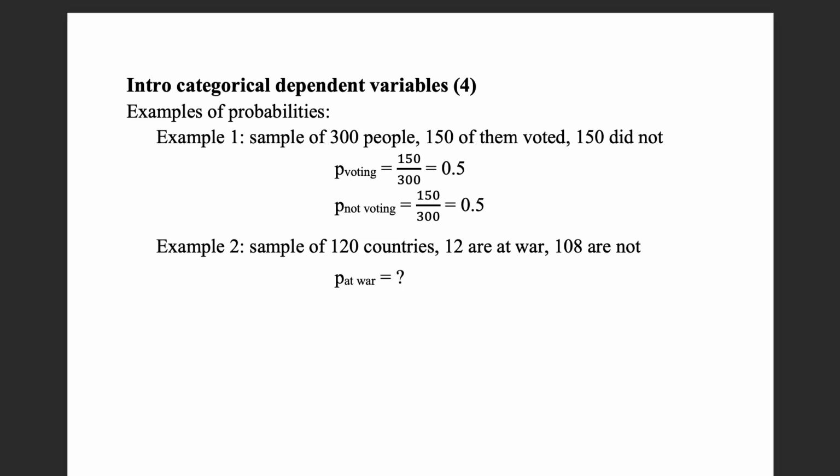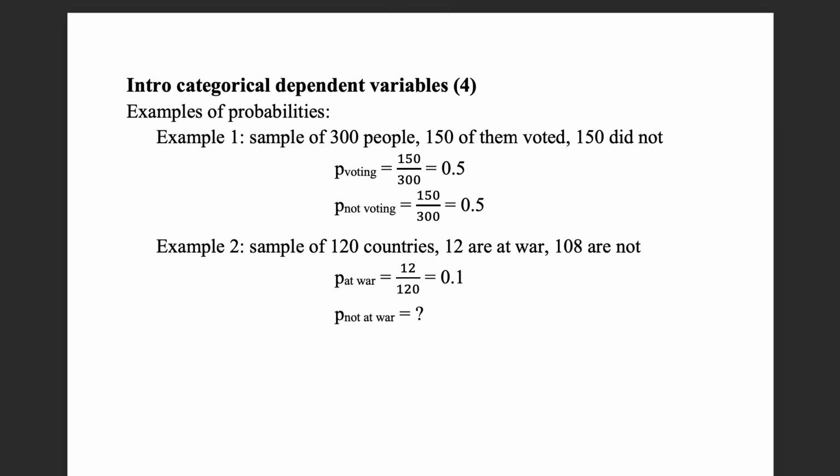Let's say it's a little bit more complicated. Let's say we have a sample of 120 countries that we observed, and we see that 12 of those countries are at war, and 108 of those countries are not at war. What is the probability of a country being at war? Again, stop and think. How would you need to calculate that if you fill in the formula? Yes, great. We have 12 countries that experience the event of being at war. In total, we have a sample of 120 countries, so it's 12 divided by 120, which works out to a probability of being at war of 0.1.